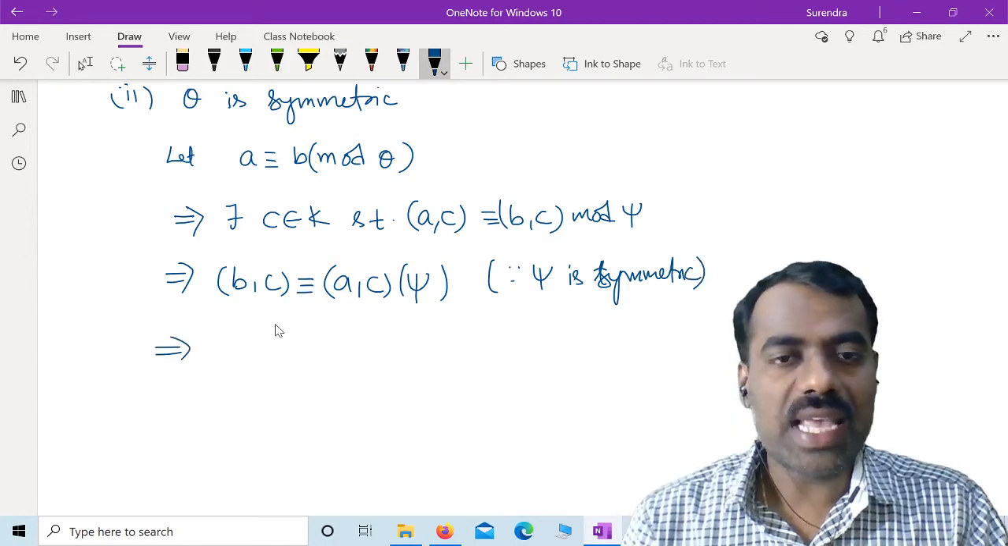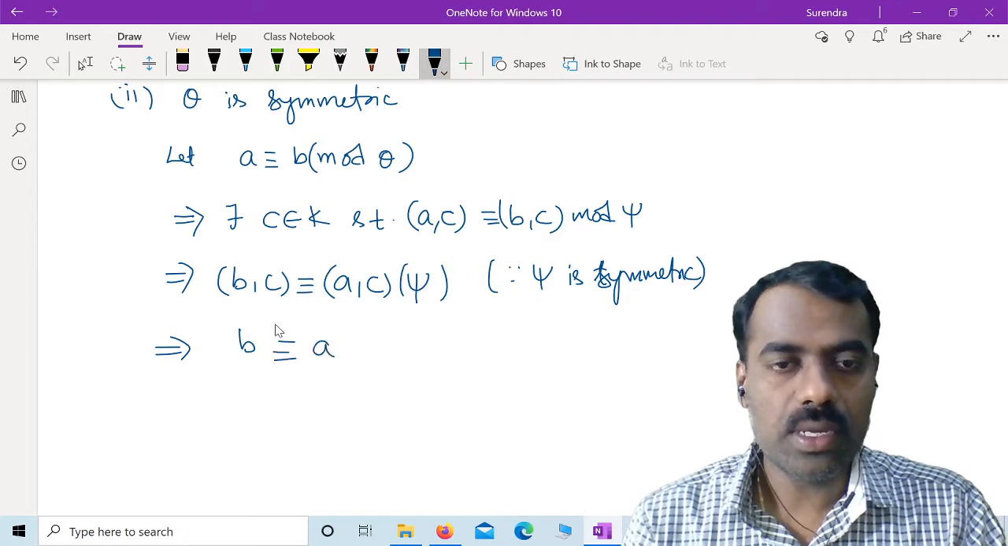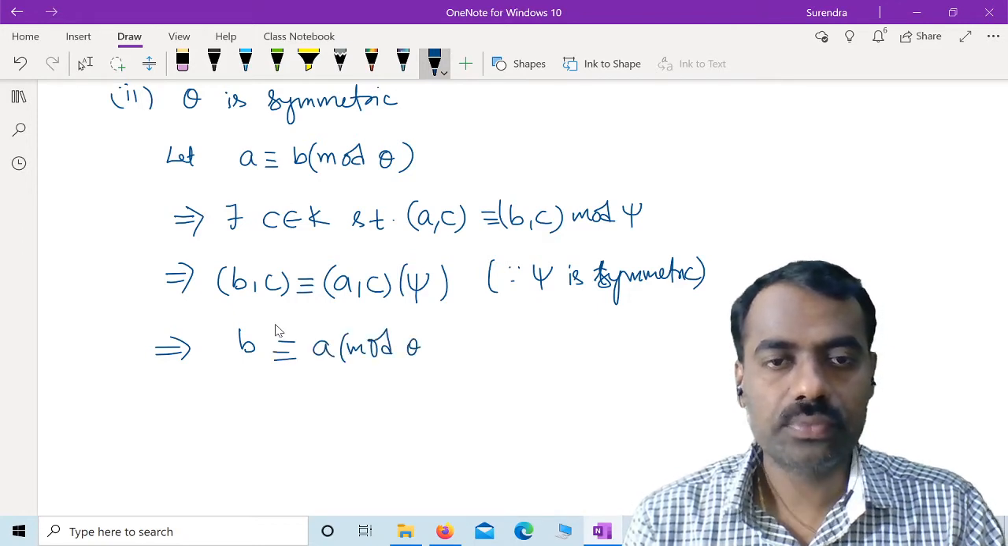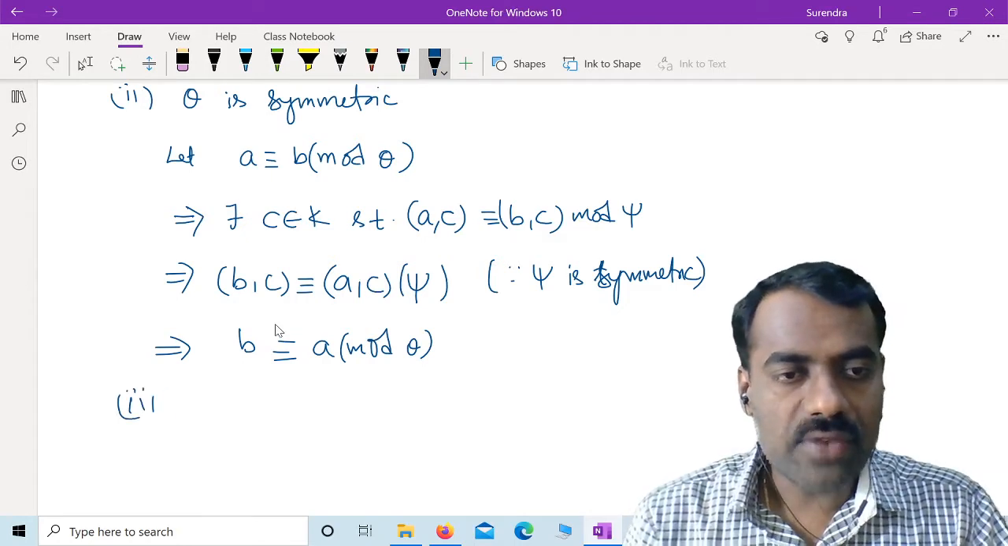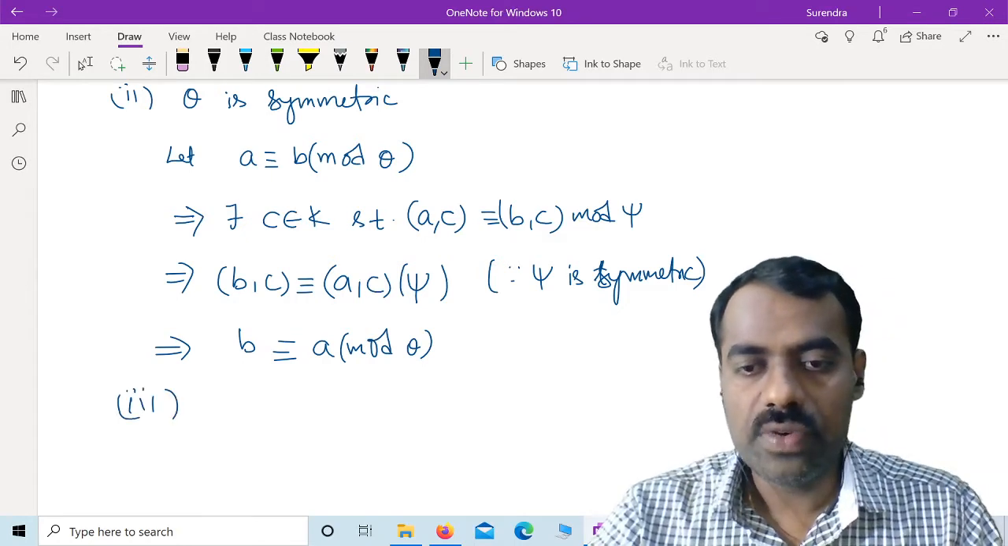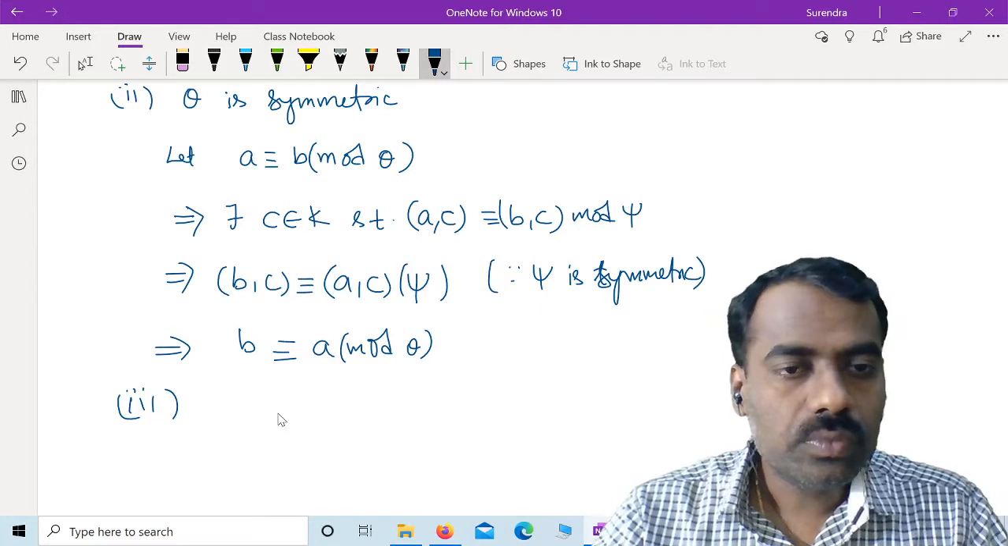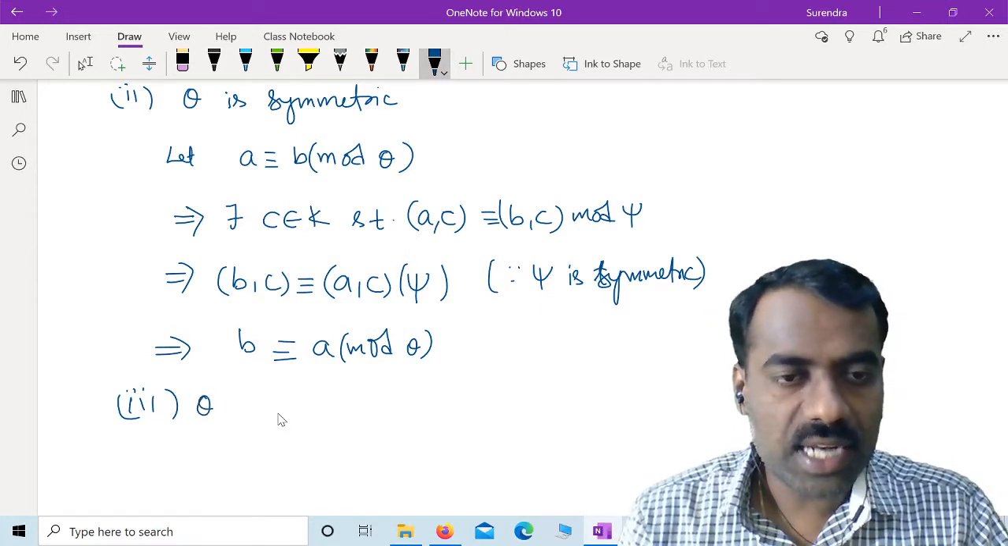That is the same as saying that the second coordinate is the same, so therefore B is congruent to A modulo theta. That proves that theta is symmetric. Now the third one: we want to see that it is transitive. So theta is transitive, we want to prove.